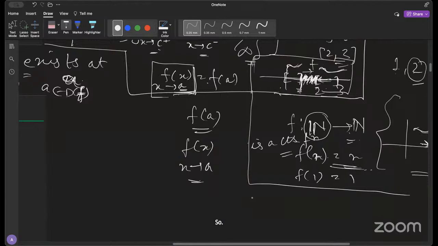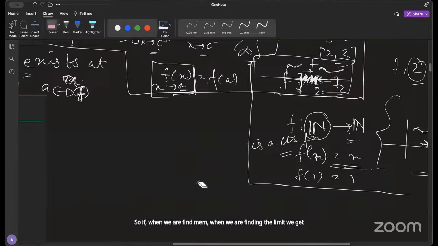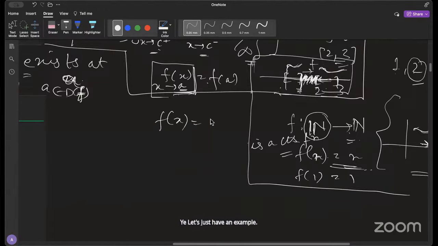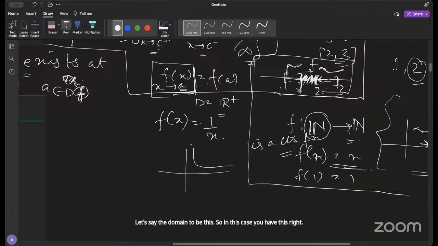Ma'am, when we are finding the limit, we can find it even if a does not come in the domain of the function? Yeah, it's fine. Let's just have an example. f(x) equals 1 by x. So when you look at this one, let's take the domain to be R plus. This is your function. What's the limit at 0?